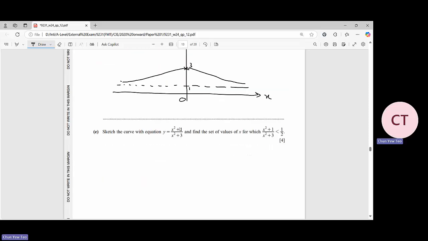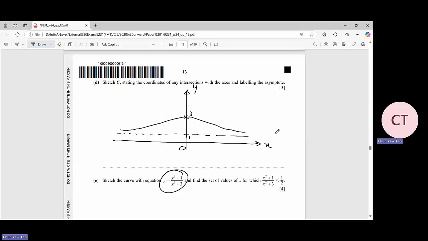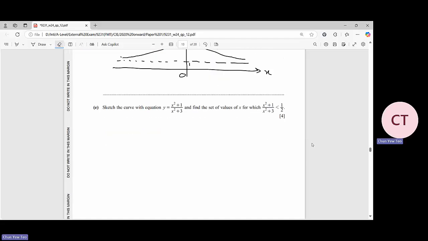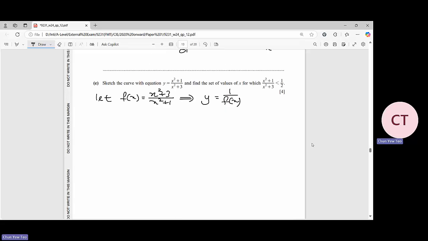Then part E. For E, you have to be careful because the previous graph is y equal to x squared plus 3 over x squared plus 1. So this one is actually the reciprocal, 1 over f(x). I have to be careful. Over here we let f(x) equal x squared plus 3 over x squared plus 1. Therefore, the y right now is 1 over f(x).